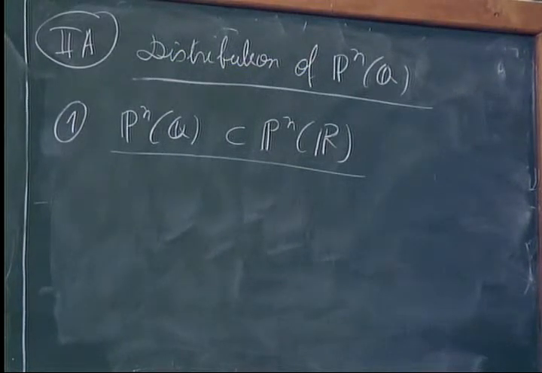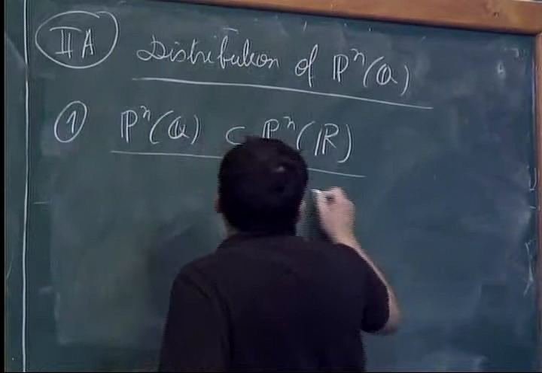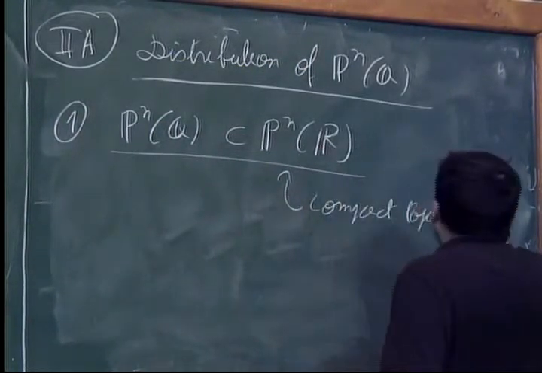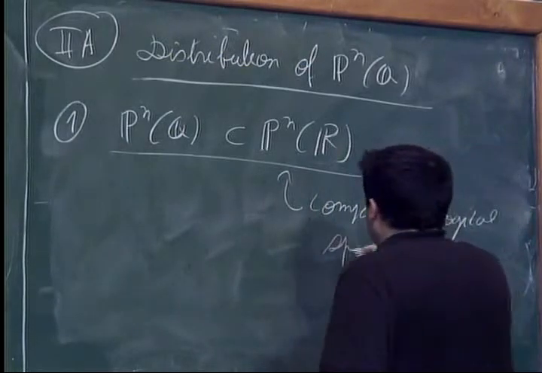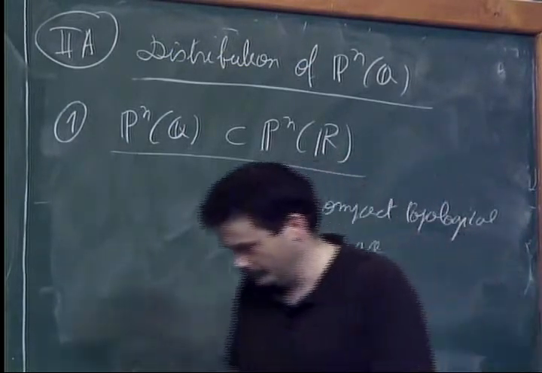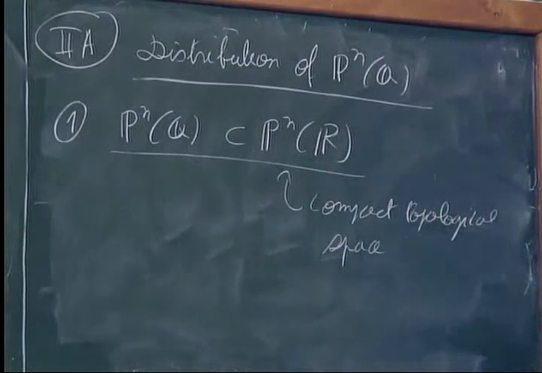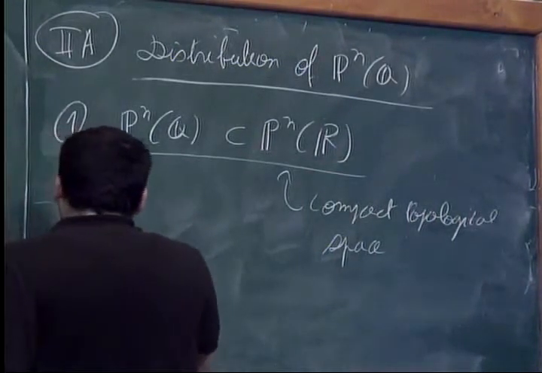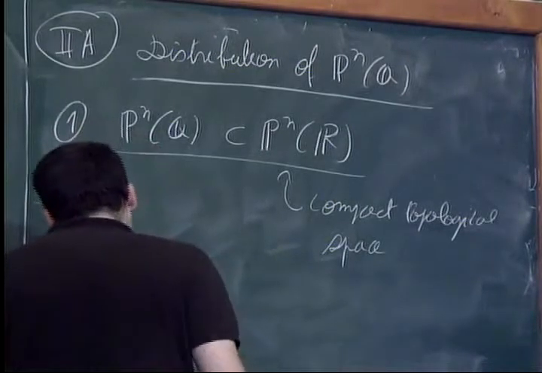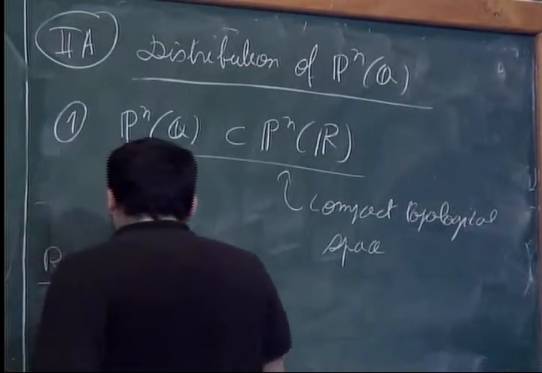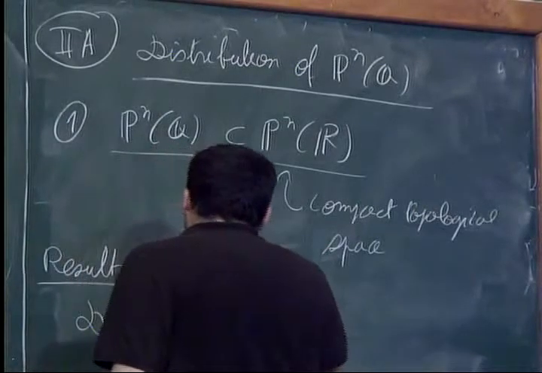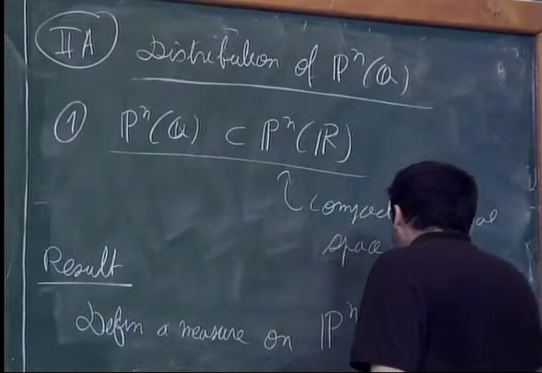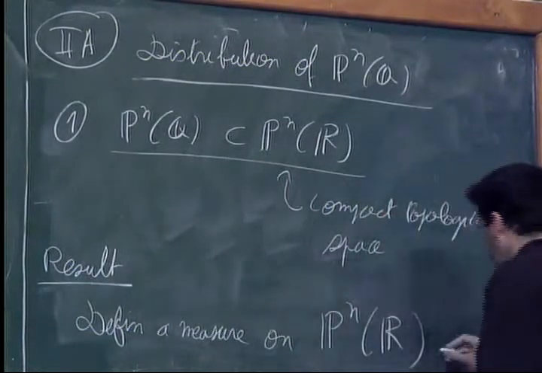So this is a topological space, which is a compact topological space. So the result is the following one. So define a measure on Pn of R in the following way.